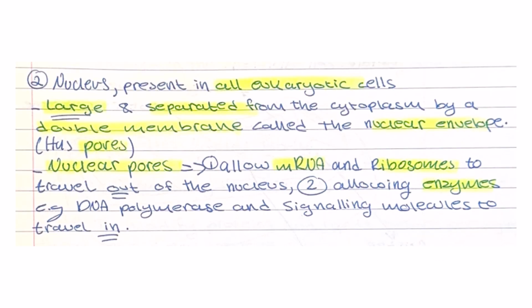Now, the nucleus is present in all eukaryotic cells. The nucleus is large and separated from the cytoplasm by a double membrane called the nuclear envelope, and it also has pores. The nuclear pores, number one, allow mRNA and ribosomes to travel out of the nucleus. Number two, they allow enzymes such as DNA polymerase and signaling molecules to come in.